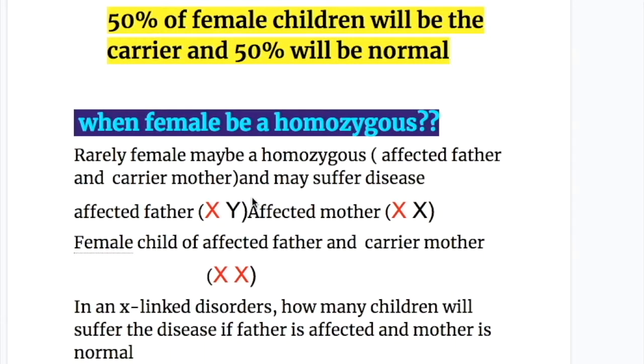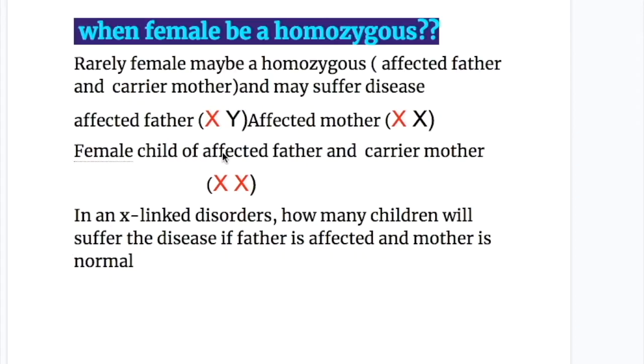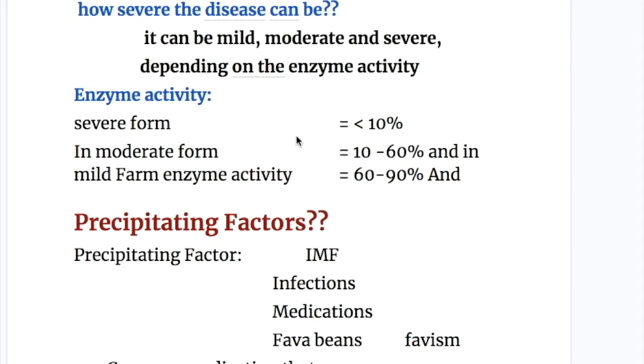Rarely, a female may be homozygous. If she has an affected father and a carrier mother, then she will be homozygous. The female child of an affected father and a carrier mother will have two abnormal X chromosomes, which are affected with the disease. How severe can the disease be? It can be mild, moderate, or severe depending on the enzyme activity. In a severe form, less than 10% of the enzyme is normal. In a moderate form, up to 60% is normal. In a very mild form, up to 90% may be normal.